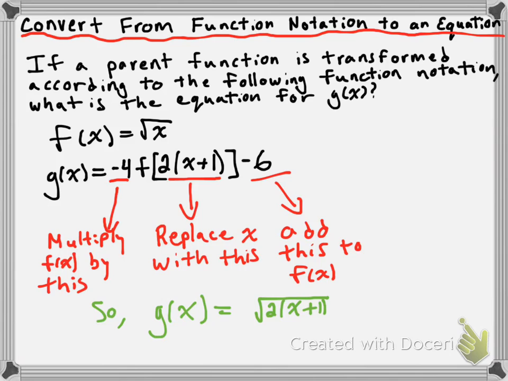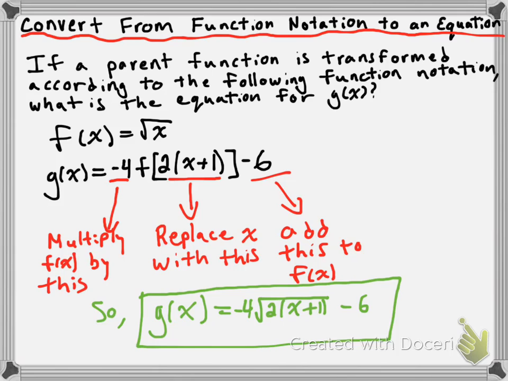That's our first step. Then our next step is to multiply that function by negative 4. So we multiply by negative 4 out front. And then we're going to add negative 6 to the end, or basically subtract 6 from the end, and we get that. So that is the equation of our transformed function, right?